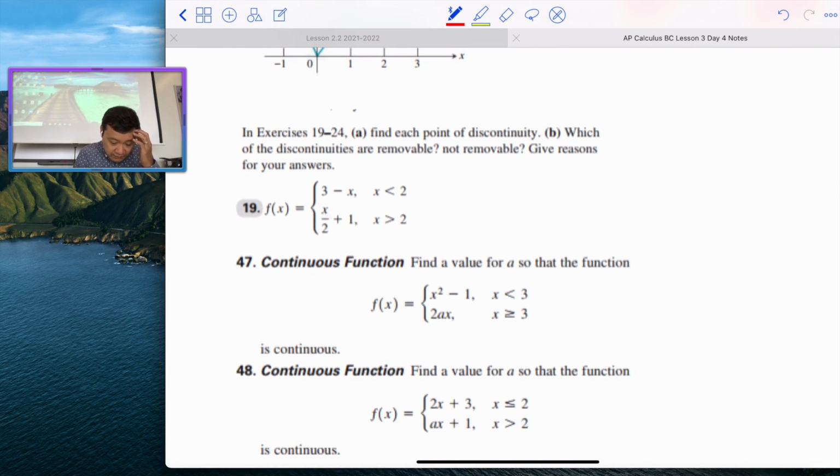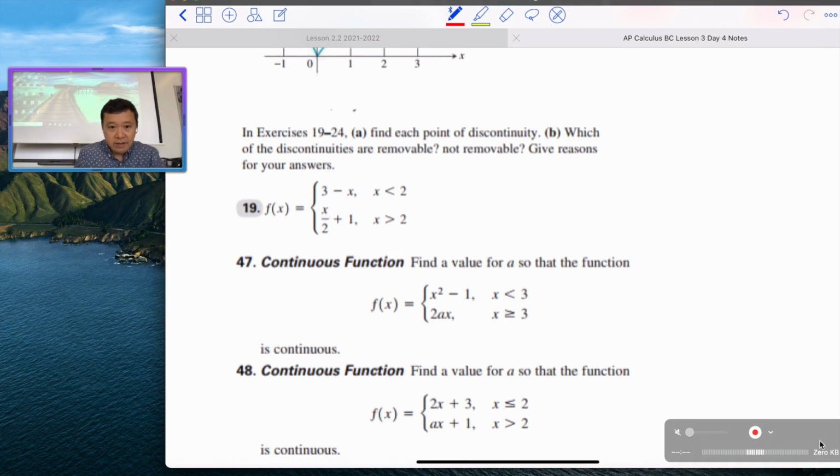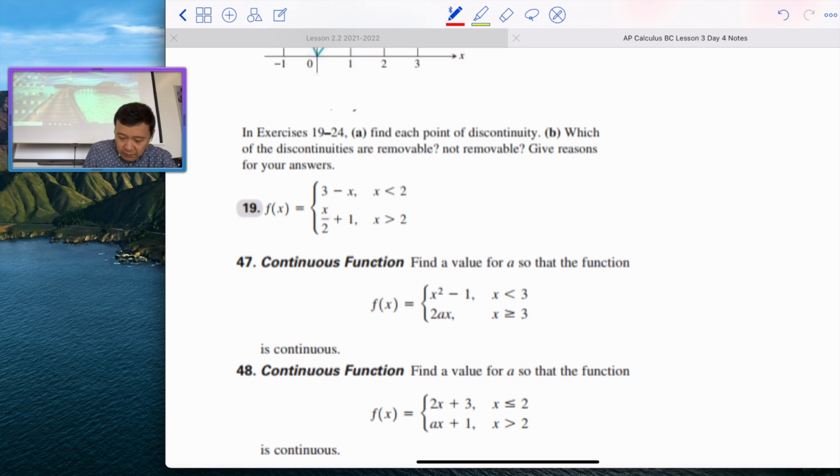Now, let's take a look at 19, 47, and 48. These kinds of questions are very common questions that you may see with this topic on the multiple choice section of the AP exam or the practice AP exam. Number 19, let's take a look at this one. Part A, find each point of discontinuity. And part B, which of the discontinuities are removable, not removable, and lastly, give reasons for your answers.